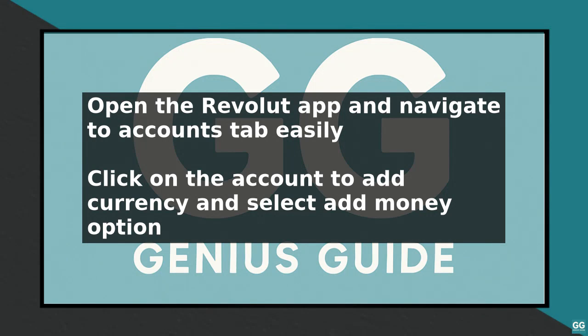Adding currency to your Revolut account is a straightforward process that can be completed in a few simple steps. To begin, open the Revolut app and navigate to the Accounts tab, where you will see a list of all your existing accounts. Click on the account you wish to add currency to and select the Add Money option.